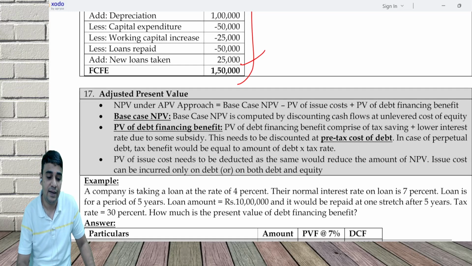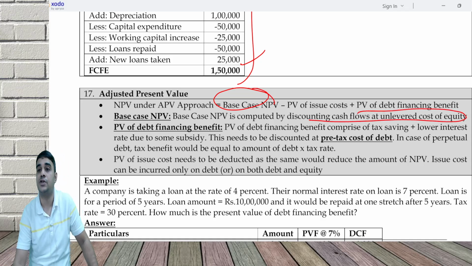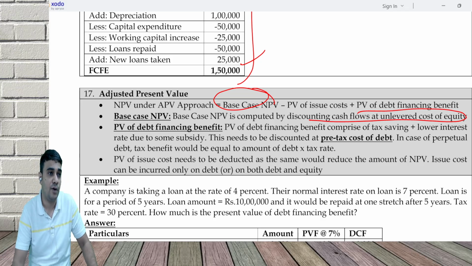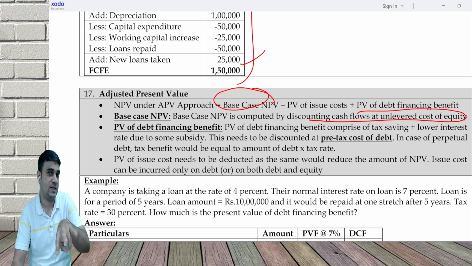So they are saying, first you do base case NPV, calculated by discounting cash flow at the unlevered cost of equity. Then the PV of debt financing benefit. Debt financing benefit can come in two ways. Okay, there are two things in question. One is the tax saving.